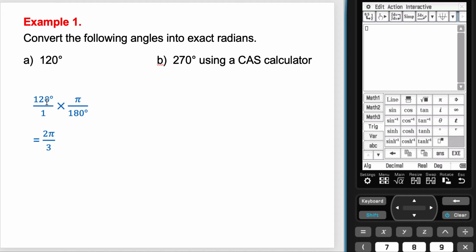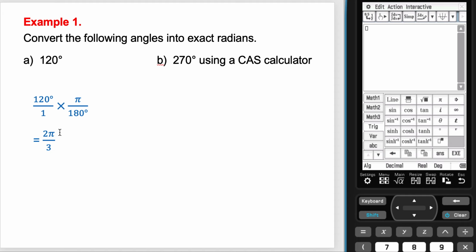All right, so we get 120 on the top, we get 180 on the bottom. We can cancel both of those values down. You can actually cancel them all the way down to 2/3. And of course, we're left with this pi on top. So 120 degrees is equivalent to 2 pi over 3 radians.